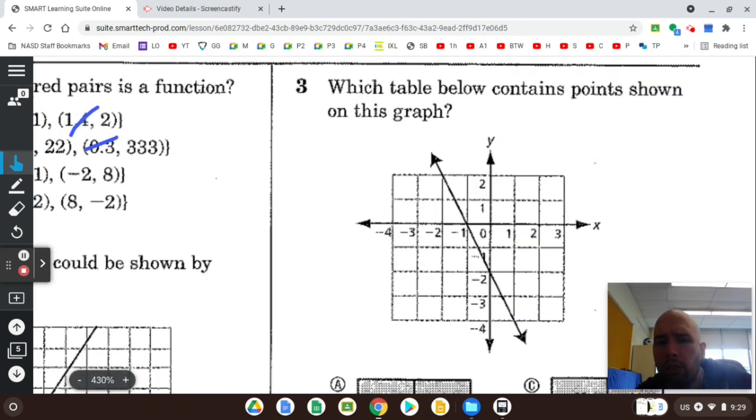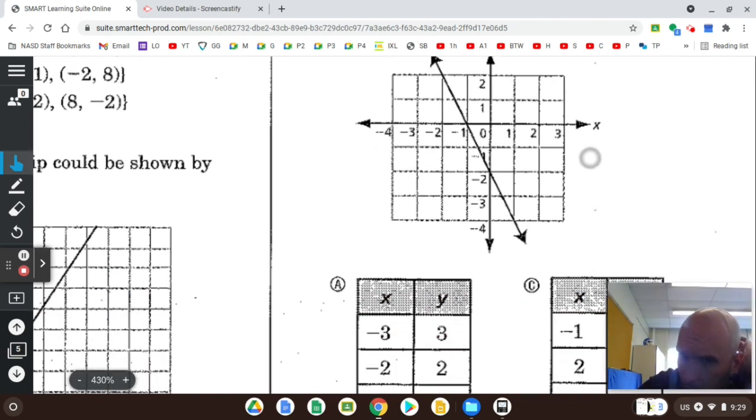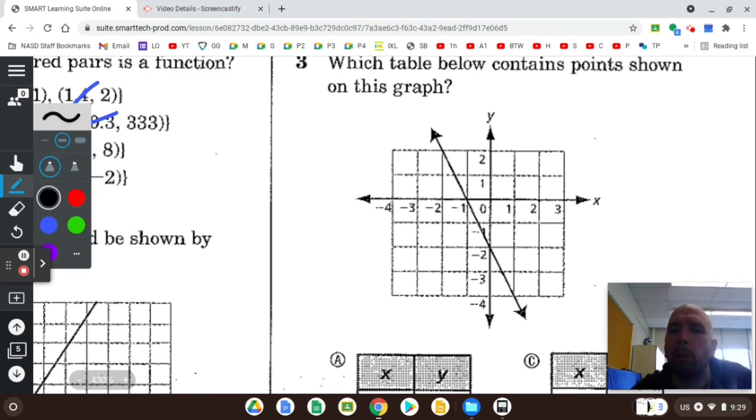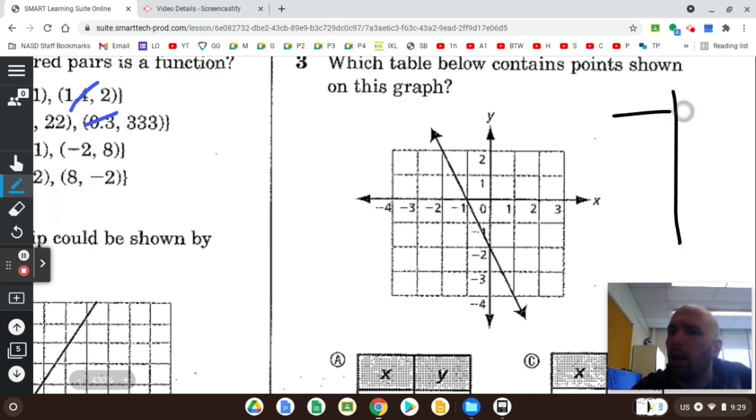So let's label a few points. And they want you to put it in a chart. So we're going to label a few points and scratch out the ones that don't seem to make sense. So they are using XY charts. So we have, here's a point, here's a point, here's a point, here's a point.